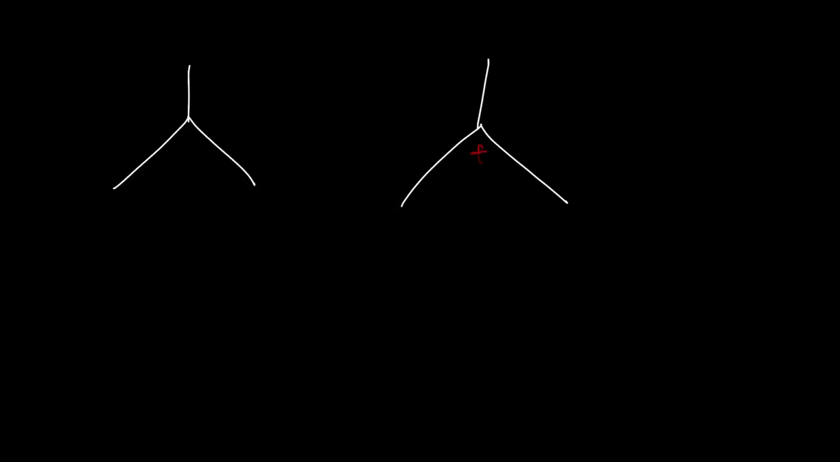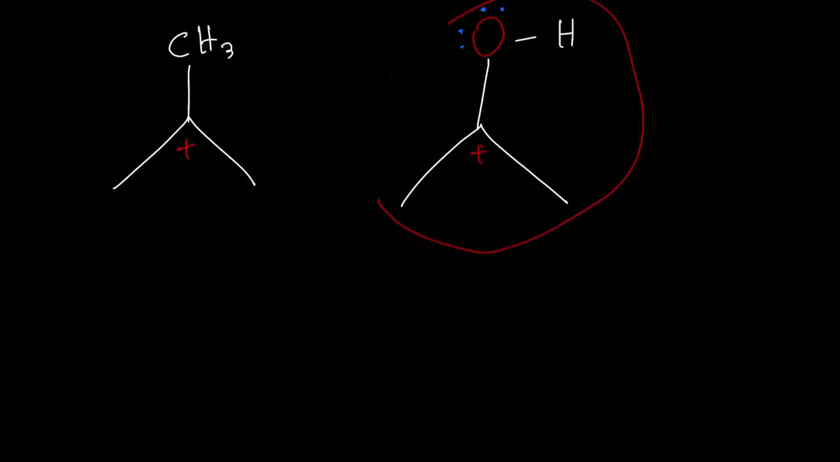Now let's go over this example. Let's say you have a carbocation, and on one of them you have a methyl, and on the other one you have an alcohol group. You have an OH. Which of these is going to be more stable? So let's explore that question. We know that tertiary carbocations are pretty stable in and of themselves. However, let's examine this carbocation that has an alcohol group attached.